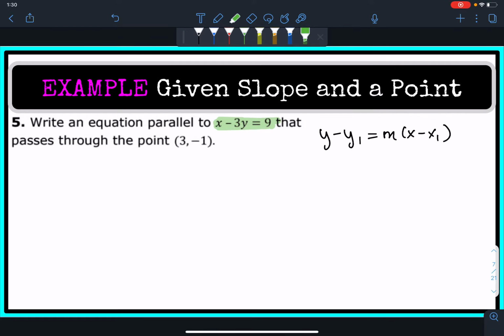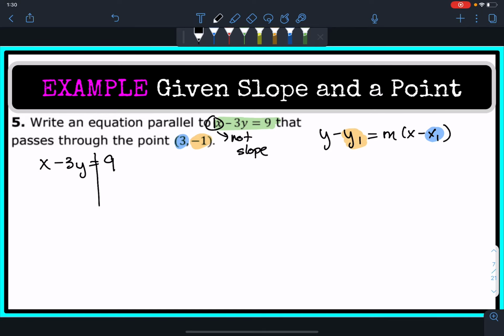So I know what numbers to plug in for x1 and what number I'm going to plug in for y1. Again, that's going to be 3 and -1 from the coordinate. But for the slope, I first need to rewrite this equation in the slope-intercept form, because the number 1 is not the slope. Again, it is not written in slope-intercept form.